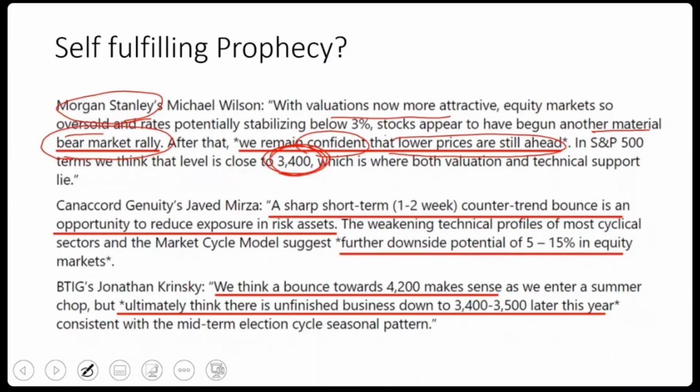Mind-boggling, because typically Wall Street firms talk from position. They're typically more inclined to say we are buyers, market's going to go up. Very rarely do they come out and start saying, we remain confident that prices are still headed lower. It's very rare for them to do so. But in this particular case, they are saying we're going to see a short-term rally here.